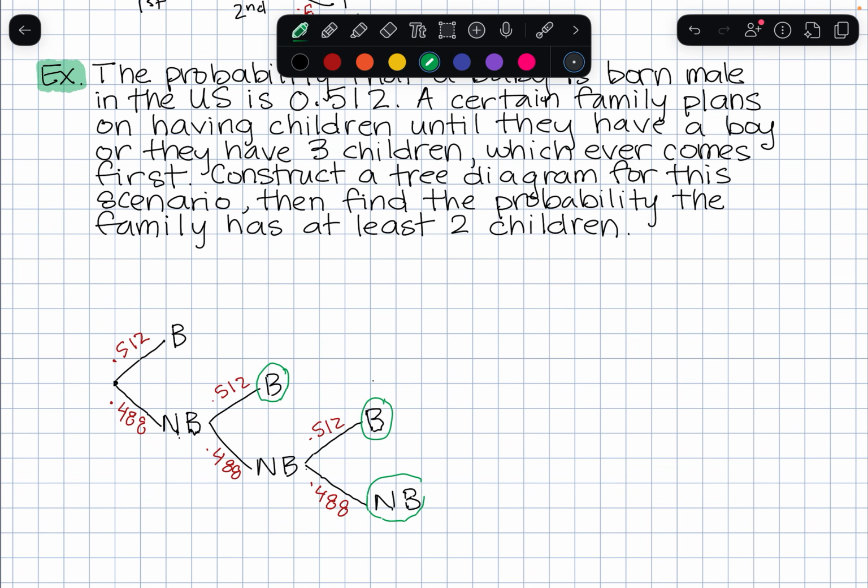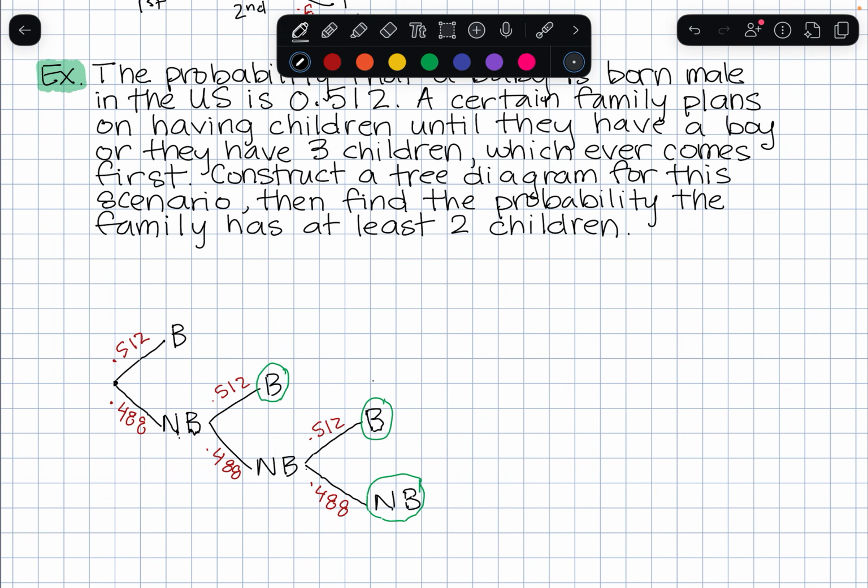This one, they have at least 2 children. Not boy, not boy, they have 3 kids, which is at least 2. So to find this probability, I need to find these 3 probabilities and add them together. I have 2 children, where 1 is a boy. I have 3 children, 1 is a boy, or I have 3 children where none of them is a boy.